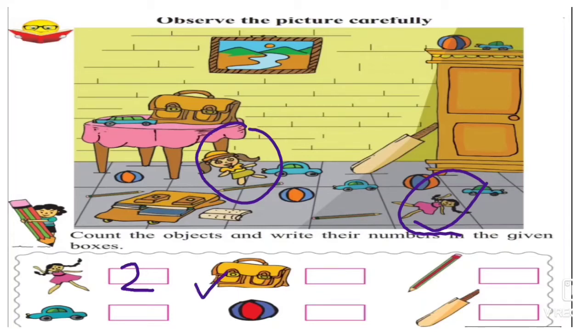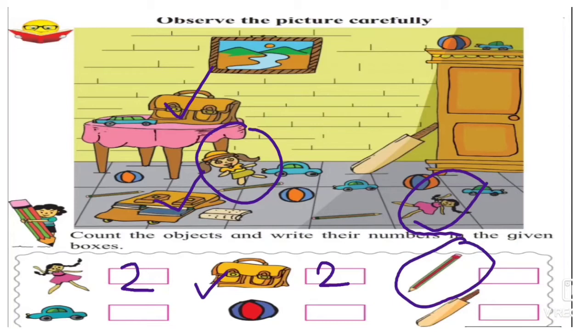What is this? Bag. School bags. We have to find out bags in this given picture. Have you found the bag? This is 1 and this is 2. How many bags are there in this picture? There are 2 bags. Write down 2 in this empty box. Isn't it? Very good. See the next picture.